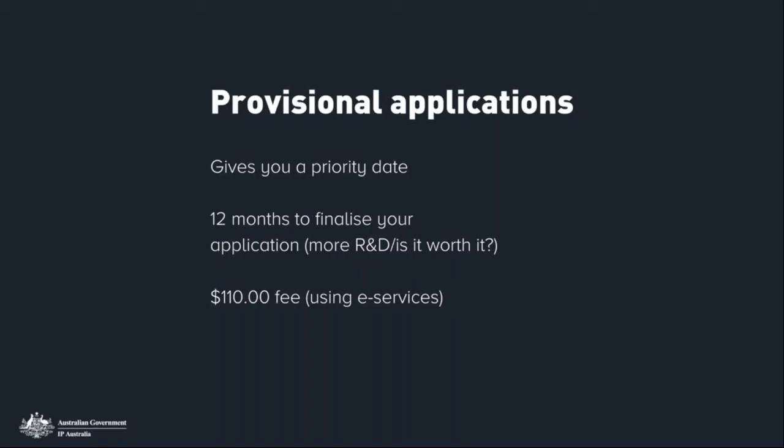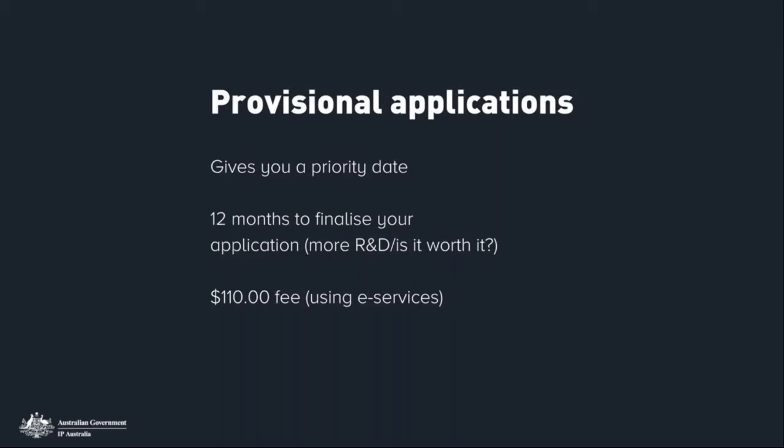If you, however, decide to pull the plug, your provisional application doesn't get published, so you don't have to worry about competitors getting wind of the details of your invention. And this way, you might still be able to continue your work as a trade secret down the track if you so wish. It is also important to note that you can file multiple provisional applications, and these can all form the basis of your standard application.